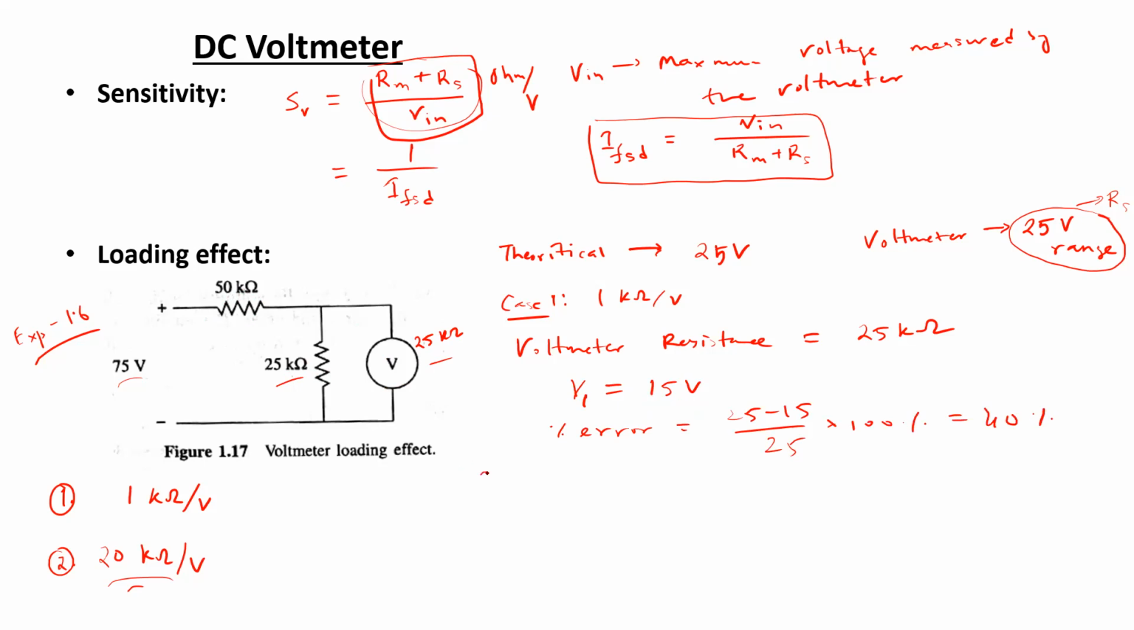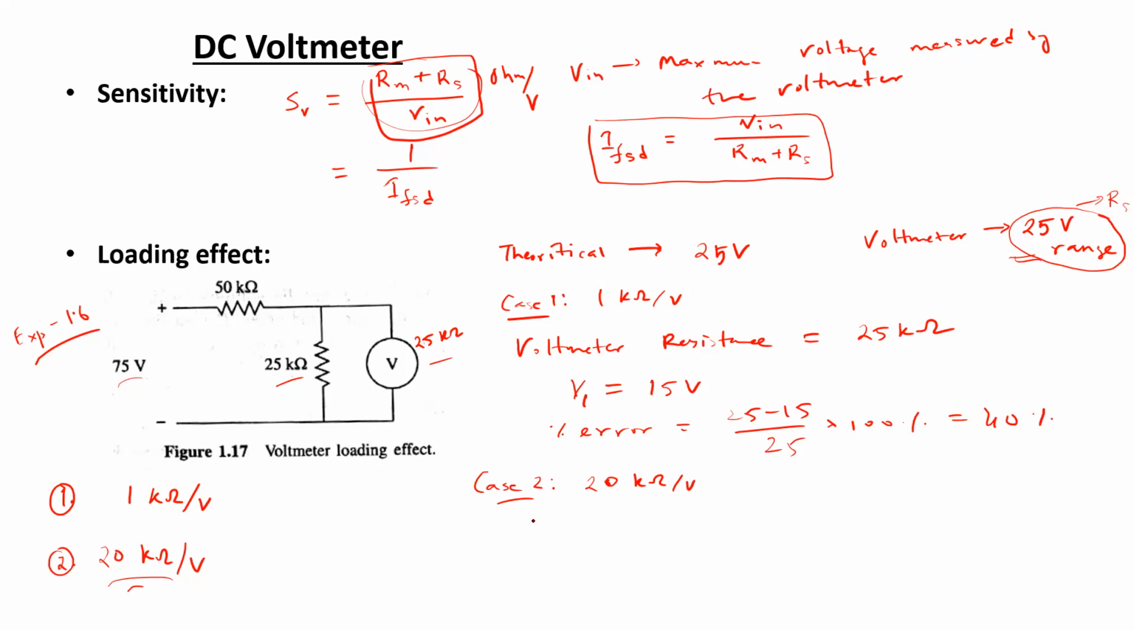Now for the second case, if the 20 kilo ohm per volt sensitivity of a voltmeter is used, which is also set at a range of 25 volts.